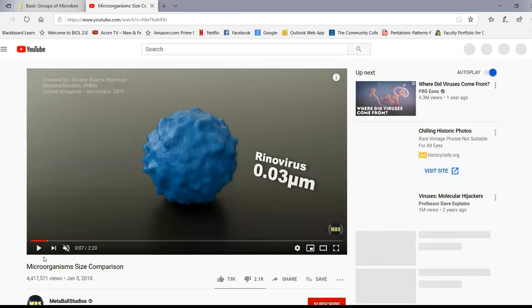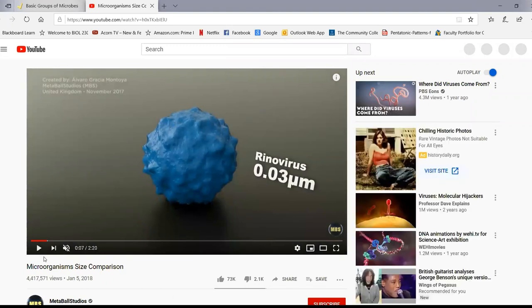So it starts out with what we saw in the previous one. This is a rhinovirus. There's about 100 different rhinoviruses that cause the common cold, and about 100 other viruses besides rhinoviruses that cause the common cold. But that's a pretty small virus. This is only 0.03 micrometers. Now a single Staphylococcus is about 1 micrometer.